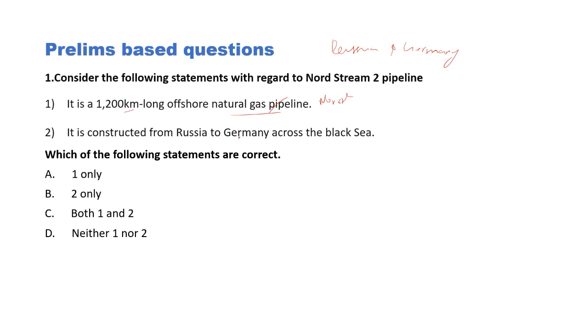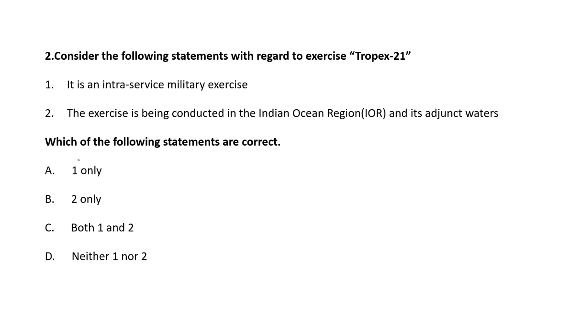It is constructed from Russia to Germany across the Black Sea. Is it the Black Sea? No. It is constructed between Russia and Germany, that's true, but it is not the Black Sea. It is on the Baltic Sea. We have discussed it, and I have also shown the image regarding that. So the answer is A. We should go for A.